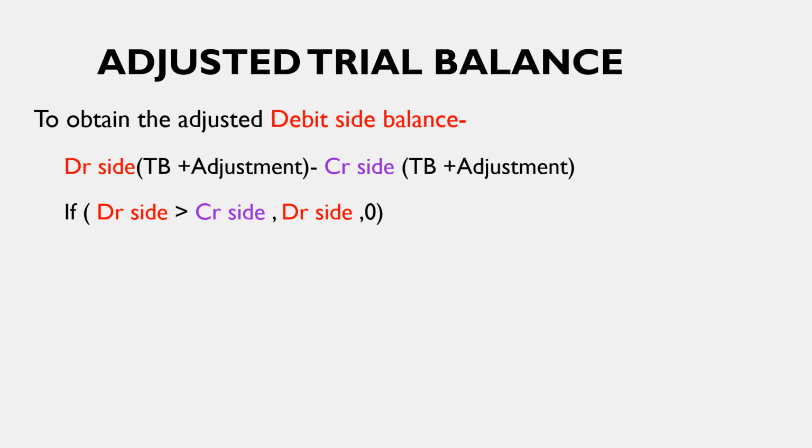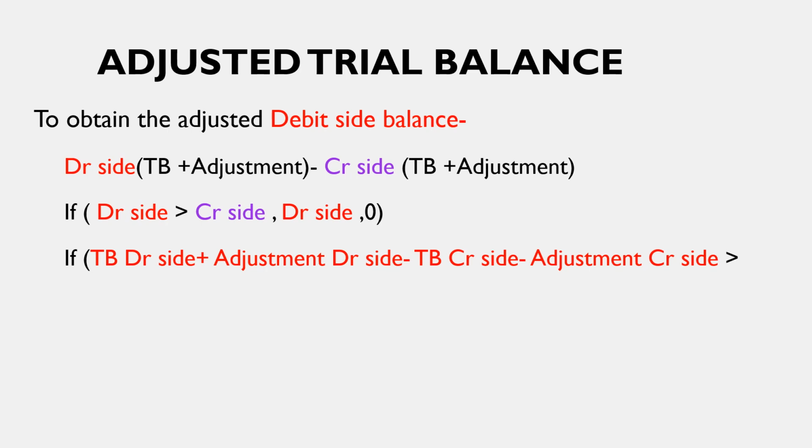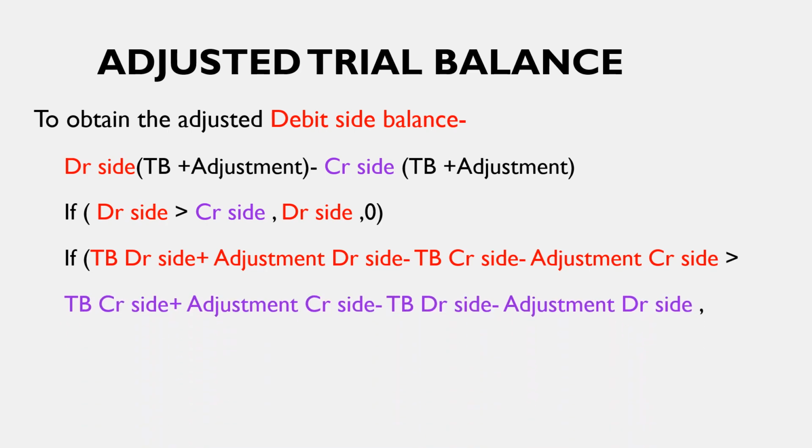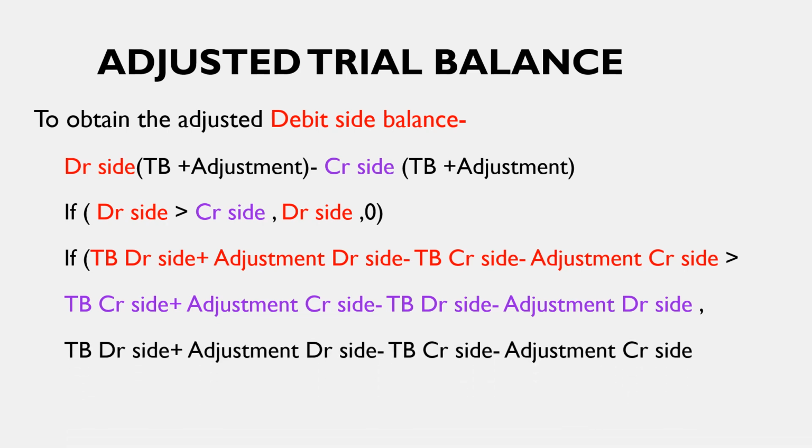We can elaborate this formula further. If the trial balance debit side plus the adjustment debit side, minus the trial balance credit side and the adjustment credit side, is greater than the trial balance credit side plus adjustment credit side minus trial balance debit side minus adjustment debit side, then we put the trial balance debit side plus adjustment debit side minus trial balance credit side minus adjustment credit side. If not, we put 0.